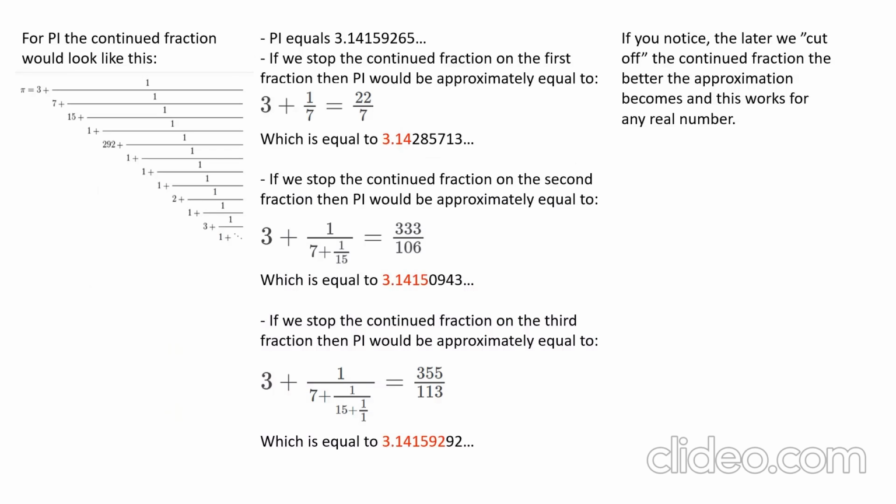On the left, you've got a lot more iterations of the continued fraction for pi, and if we stop the continued fraction on the first fraction, what do I mean by this? If we just take 3 plus 1 over 7 and ignore the rest, and we evaluate it, we get 22 over 7, which is a fairly good approximation for pi, equal to pi to 2 decimal places. If we stop it on the second fraction, we get 3 plus 1 over 7 plus 1 over 15, which is equal to 333 over 106, which is correct to pi to 4 decimal places.